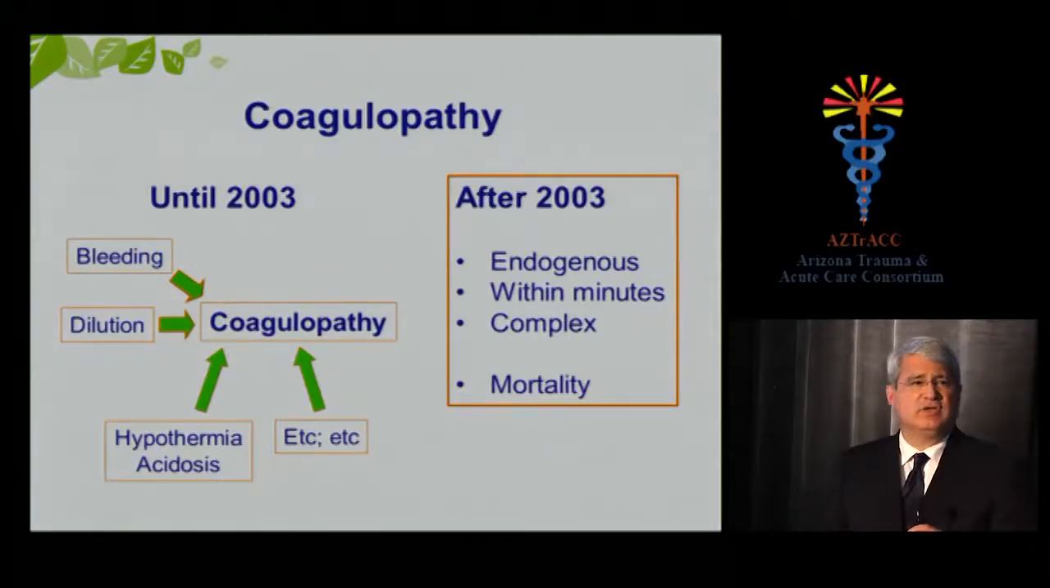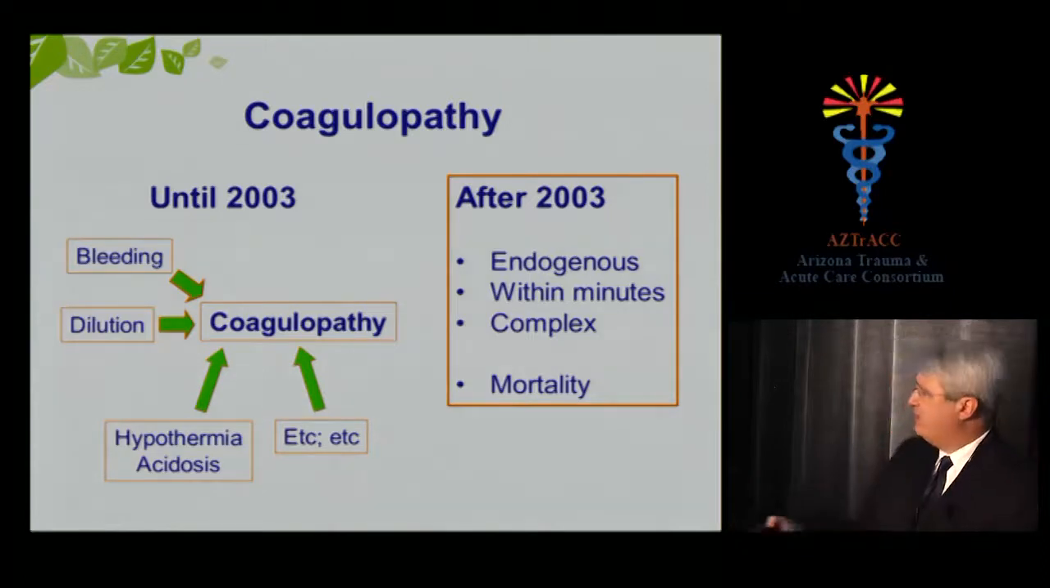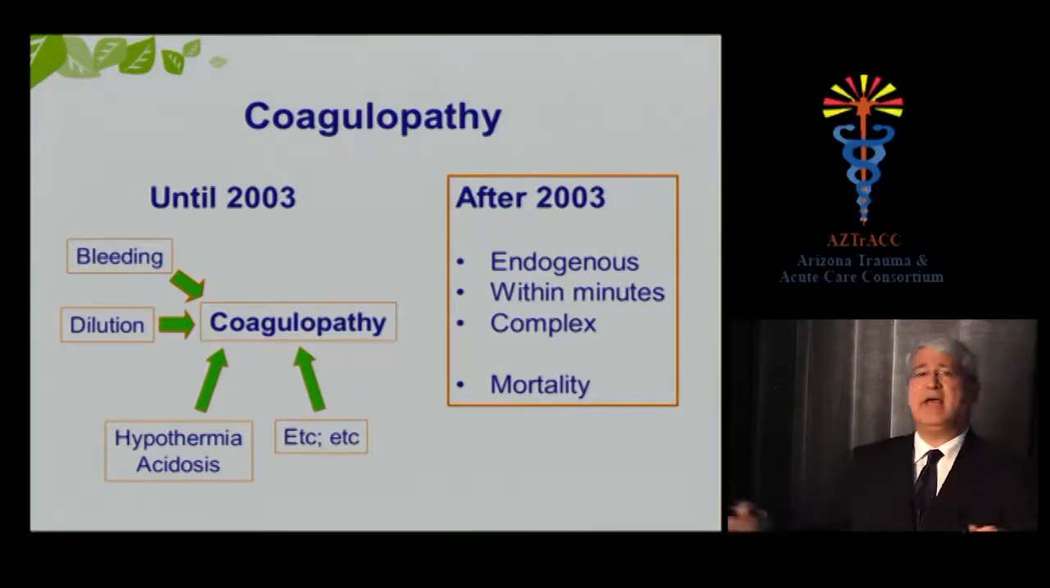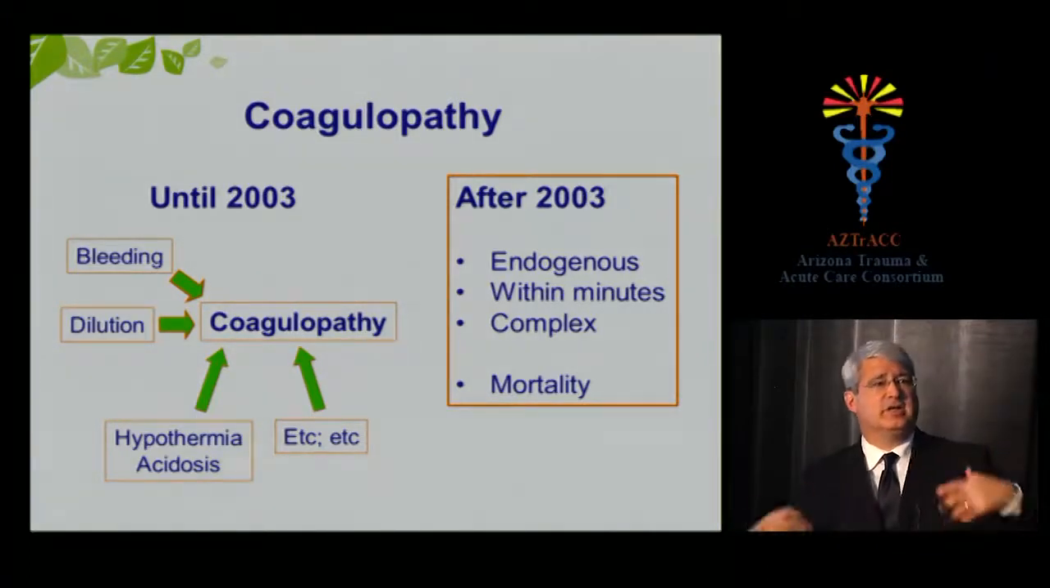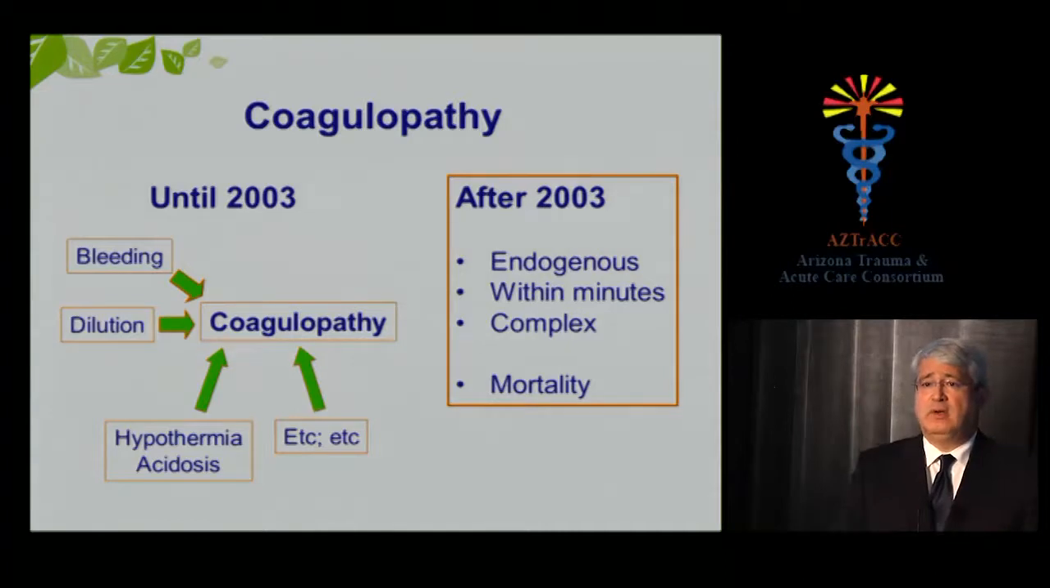As I mentioned to you, 2003 was a pivotal year with Brohi's paper. Until 2003, that's what we thought: we thought that patients became coagulopathic because they bled. They bled so much that they lost all their clotting elements and became coagulopathic. On top of that, they became coagulopathic because we gave them saline, because they became cold, because they became acidotic, et cetera, et cetera. We know that's no longer true.